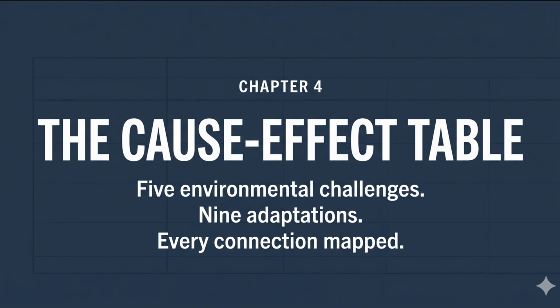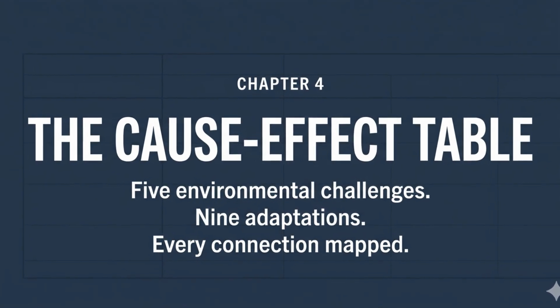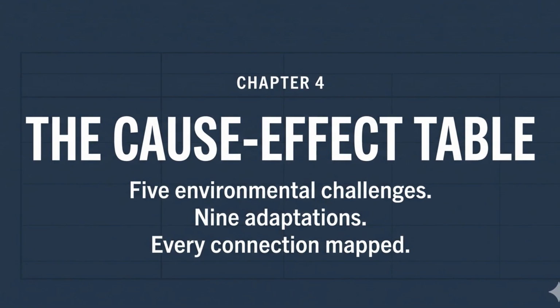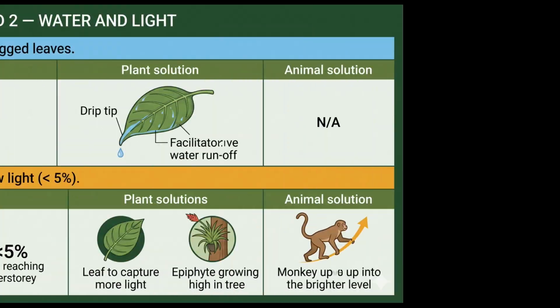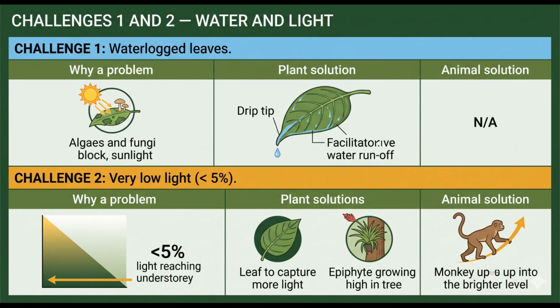Chapter 4. The Cause-Effect Table. Mapping all 5 environmental challenges to all 9 adaptations. This is the big picture view that connects everything we have covered. Challenges 1 and 2. Waterlogged leaves and very low light. Waterlogged leaves: heavy equatorial rainfall causes water to pool on leaf surfaces, promoting algae and fungi growth that block sunlight.